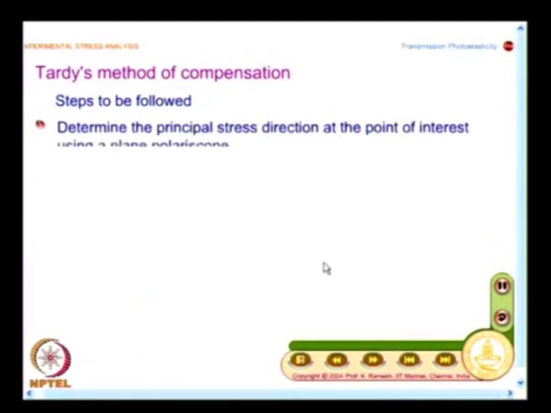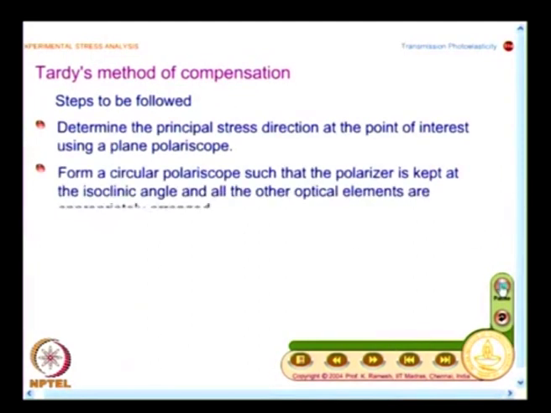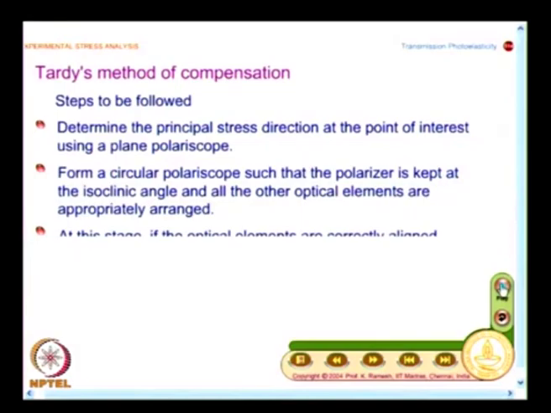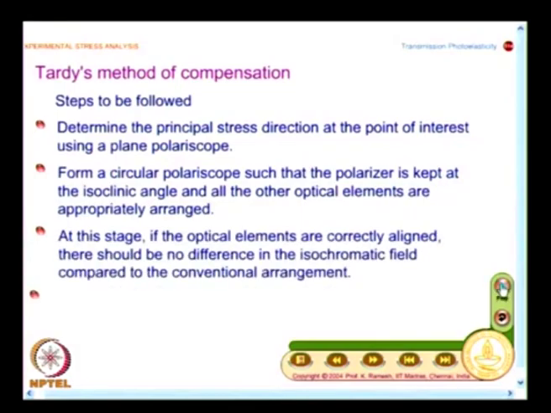Then we moved on to what is known as Tardy's method of compensation. The focus here is, instead of using an external compensator, can one of the elements in the polariscope itself be used as a compensator. In this case, it is an analyzer which is to be rotated to an appropriate angle to function as a compensator.